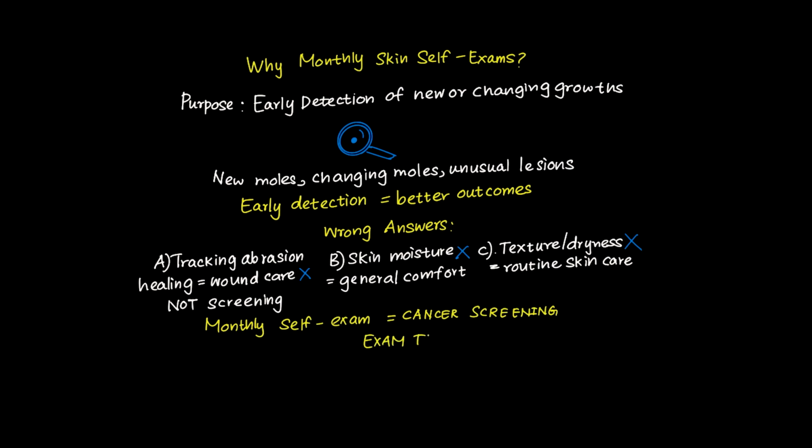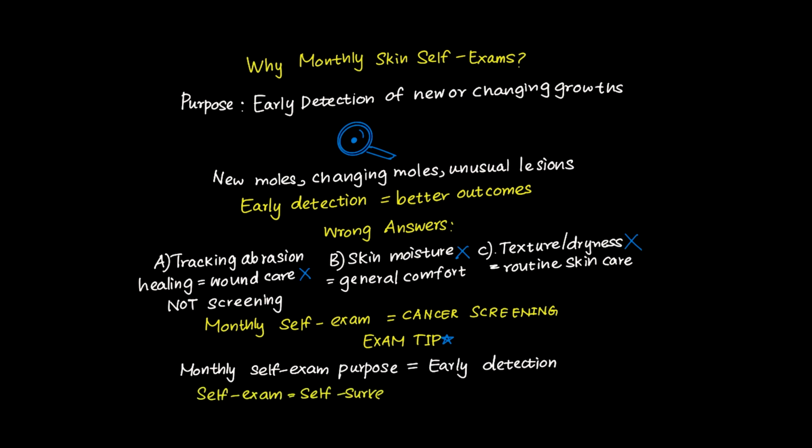Here's a WGU D443 OA exam tip for you. When a question asks about the purpose of monthly skin self-exam, the answer is always early detection of new or changing lesions. Quick recall hook. Self-exam equals self-surveillance. You're the first line of defense. Find it early, treat it early.